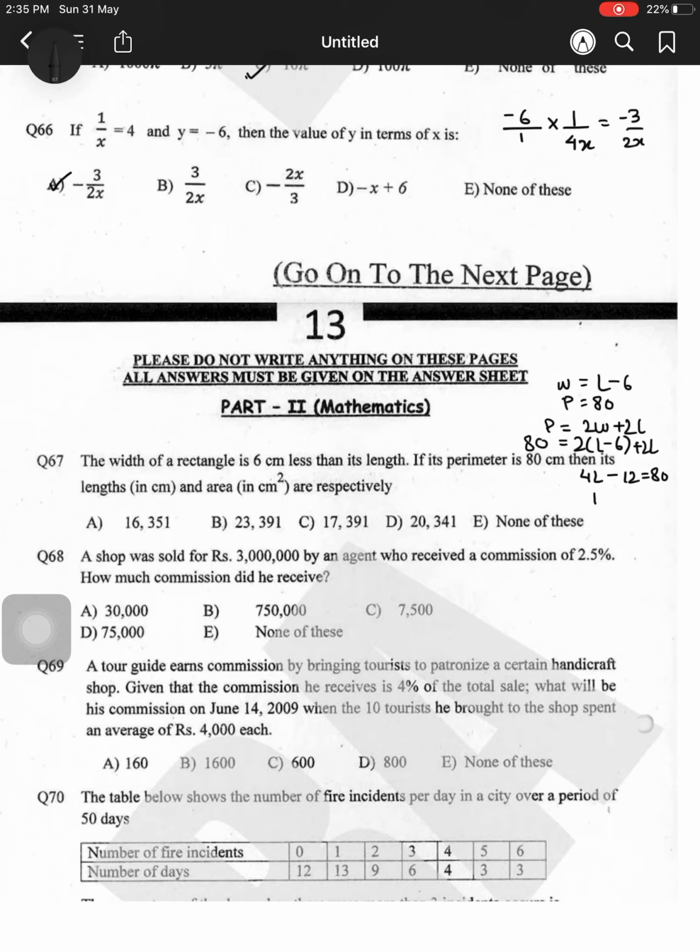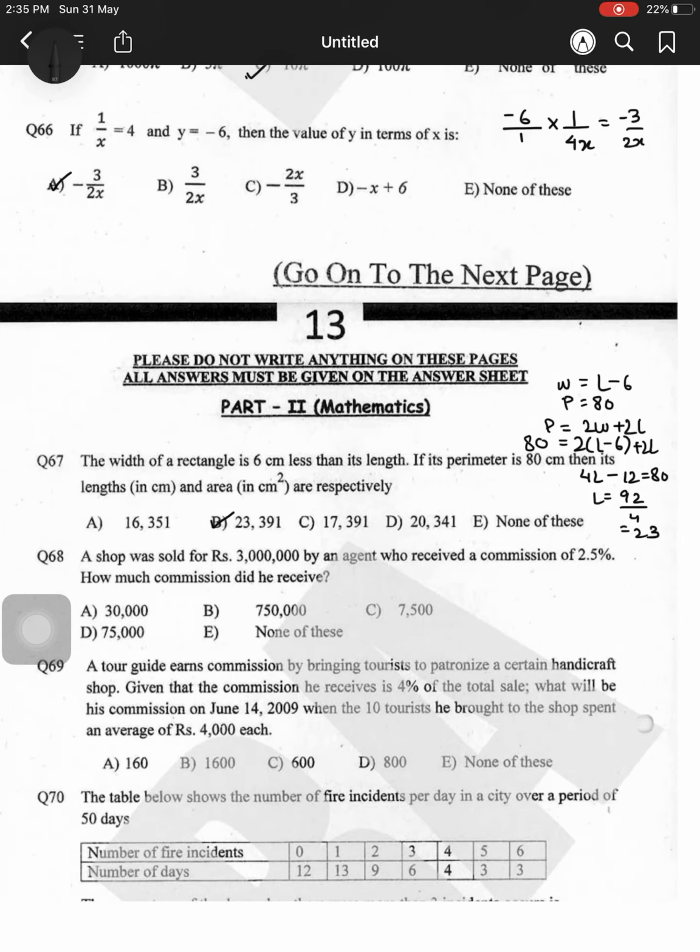4L minus 12 is equal to 80. L is equal to 92 upon 4, which gives us 23. So it's going to be B. We don't have to solve further because the only option given is 23. The first part is 23. If the same value appeared in some other option, then we would go further with the area and try to solve that.